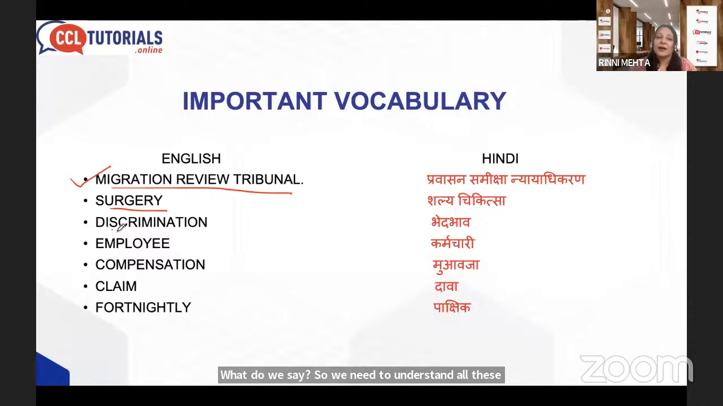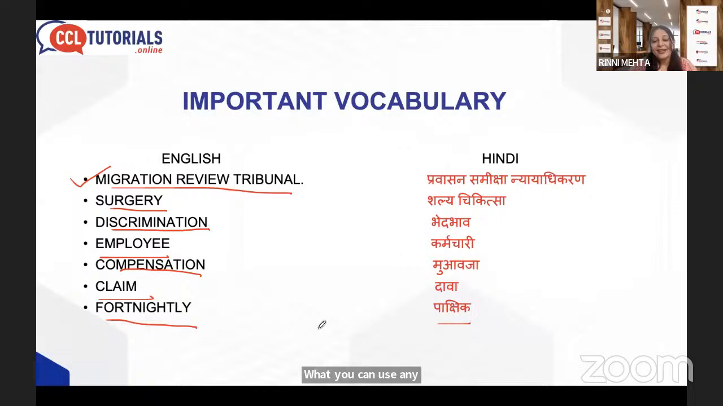There could be employment-related vocabulary where discrimination, employee, these words can come. There could be insurance-related vocabulary like compensation, claim. These words could be there. And there are simple words, as simple as fortnightly. I have written pakshik here. You can say many different vocabulary words. You can use any word, but you must know what to use here. Right.